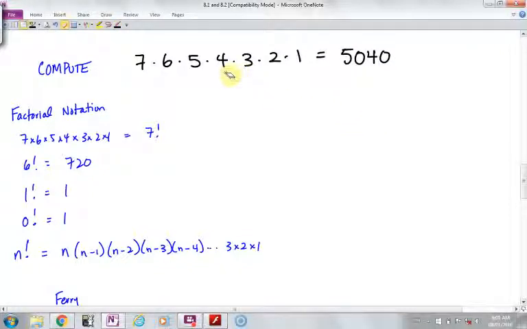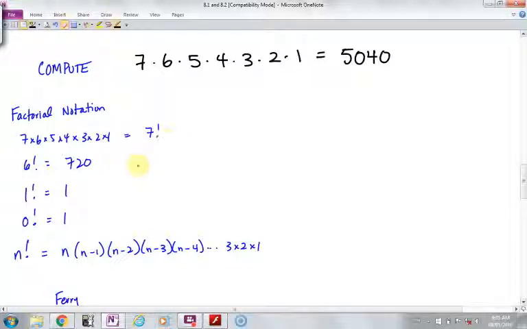6 times 4 is 120. Yeah, it has to be bigger than 720. Okay, I didn't think it was right. Oh, 6 factorial is 720. We just forgot the 7. Okay, so if you put that into your calculator, 7 times 6 times 5 times 4 times 3 times 2 times 1.